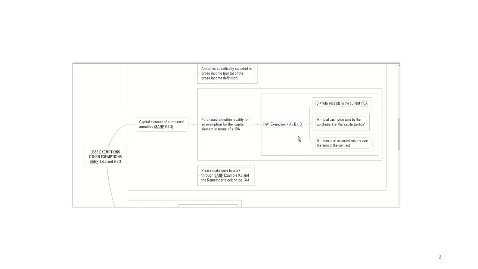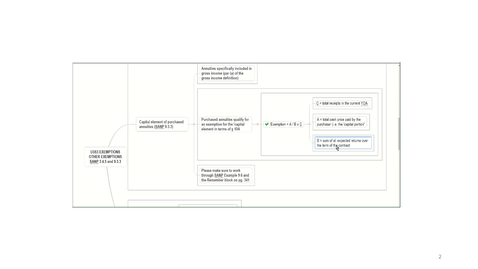The formula looks as follows: A divided by B multiplied by C, where C is your total receipts, or the total annuity that you received for the current year of assessment. A is the total price that you paid for it, in other words, the capital portion, and B is what you expect your returns to be over the term of the contract. Now, what that means is it depends on what the contract says.